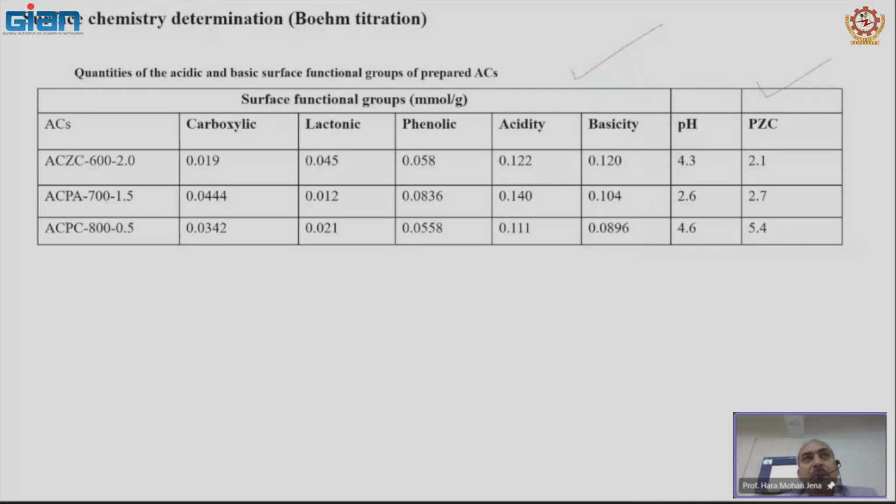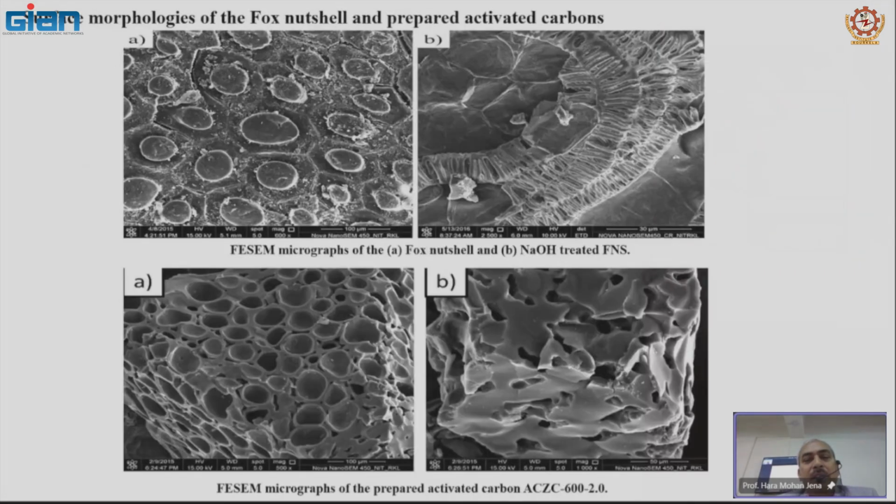So the surface morphology plots of the APSM are shown here. You see that this is the Foxnard cell, less porous. This is the sodium hydroxide treated Foxnard cell. You remove some of the impurities. Now the activated carbon prepared from the Foxnard cell is highly porous, you see, it is highly porous.